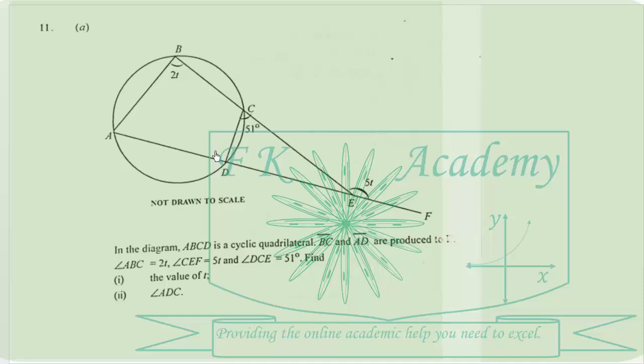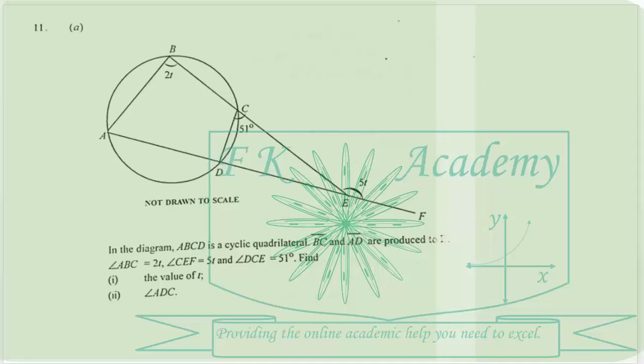In the diagram, ABCD is a cyclic quadrilateral. Line segments BC and AD are produced to E. Angle ABC is 2T, angle CEF is 5T, and angle DCE is 51 degrees. Find the value of T.